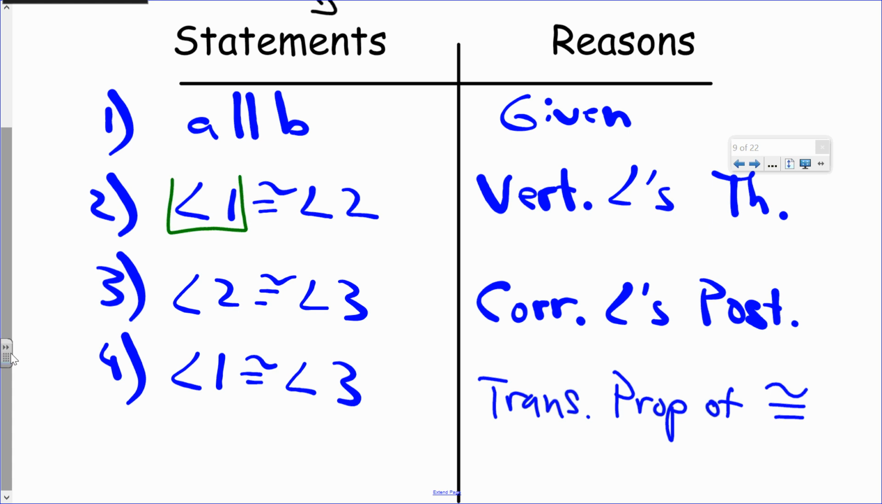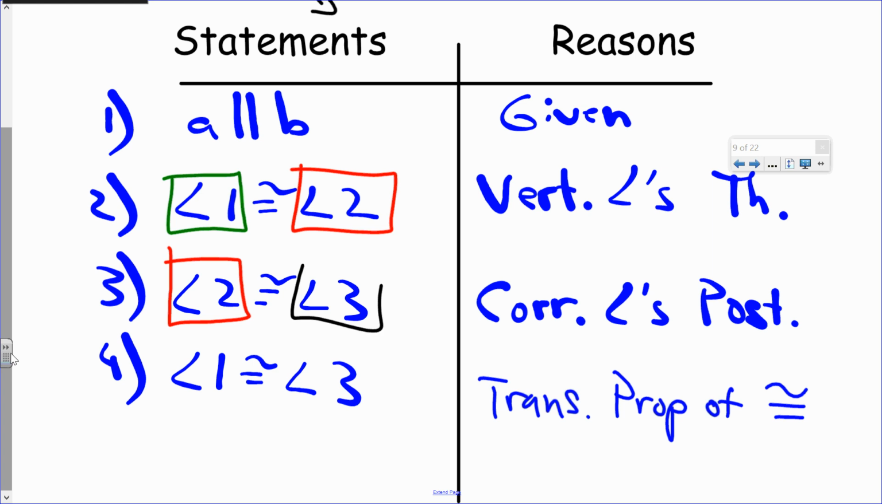Let the green color represent angle 1. Let the red represent angle 2. And I'll put black to represent angle 3. Look at how the green and black are both congruent to the red. So I can say that the green and the black are congruent to each other. Green is red, red is black, so therefore green is black. See it that way. It's easier.